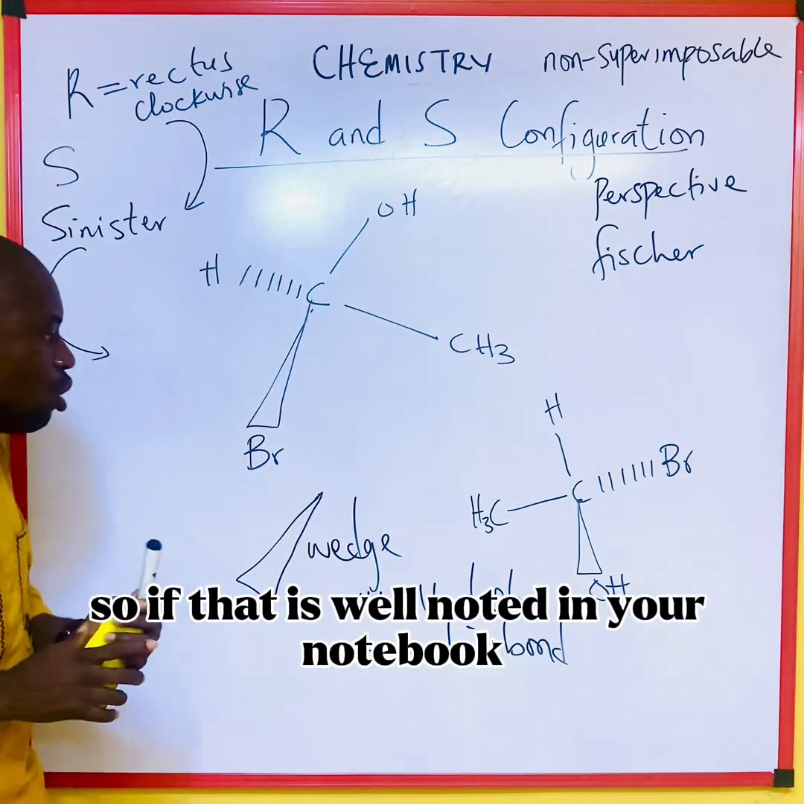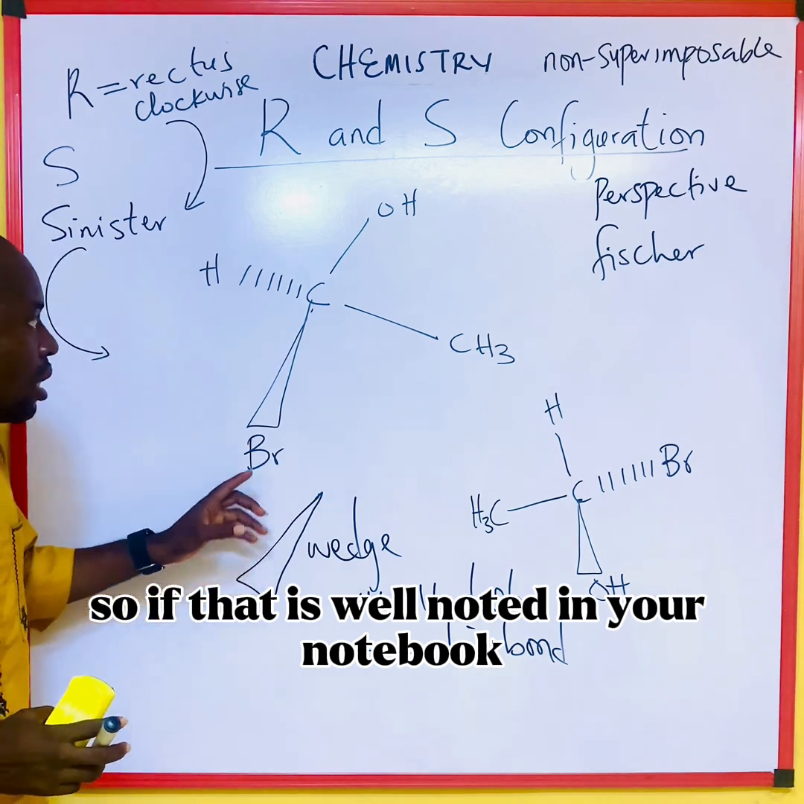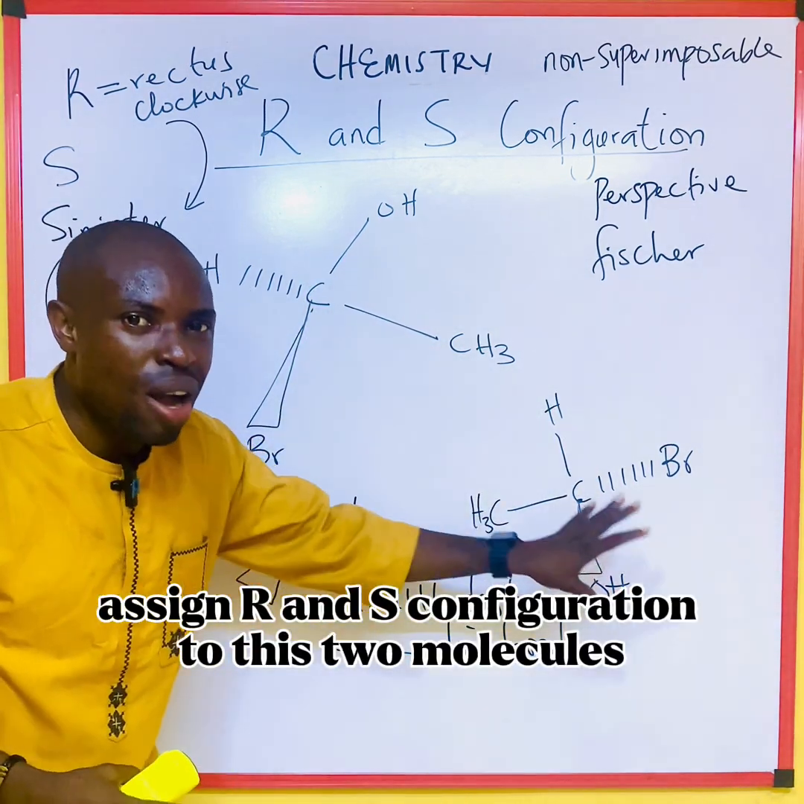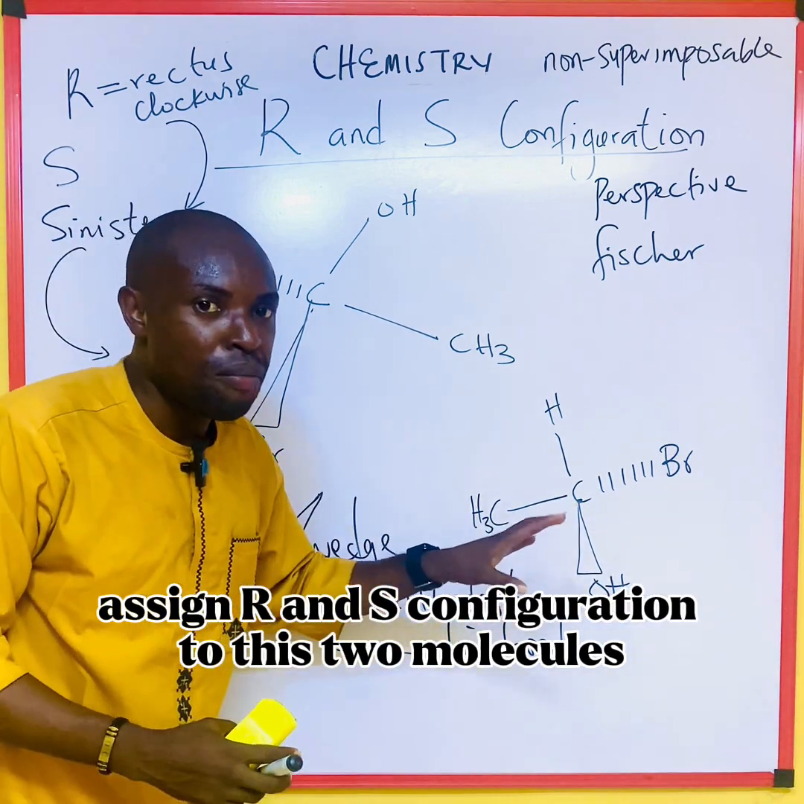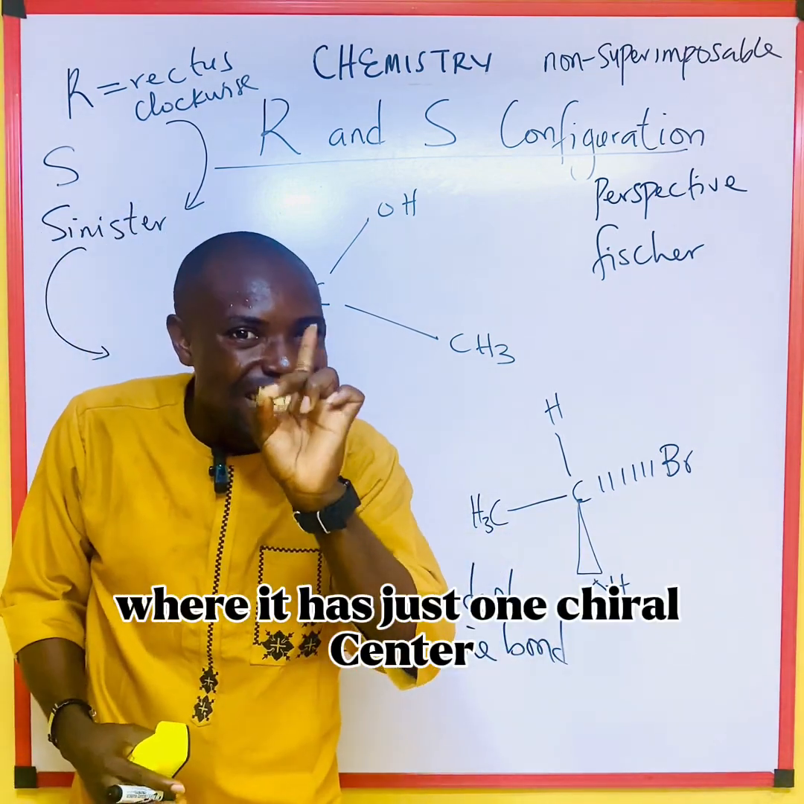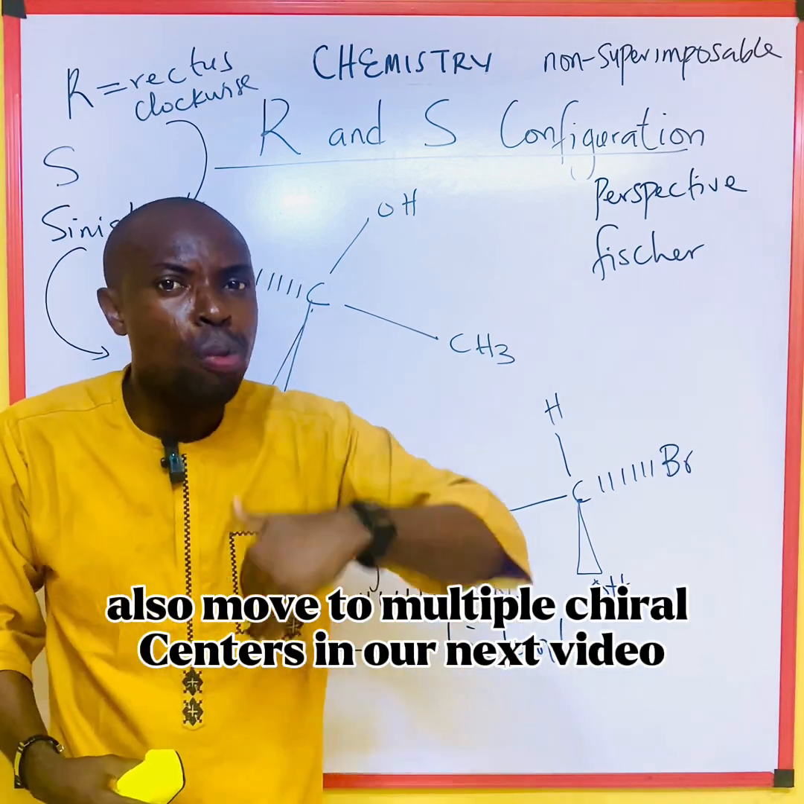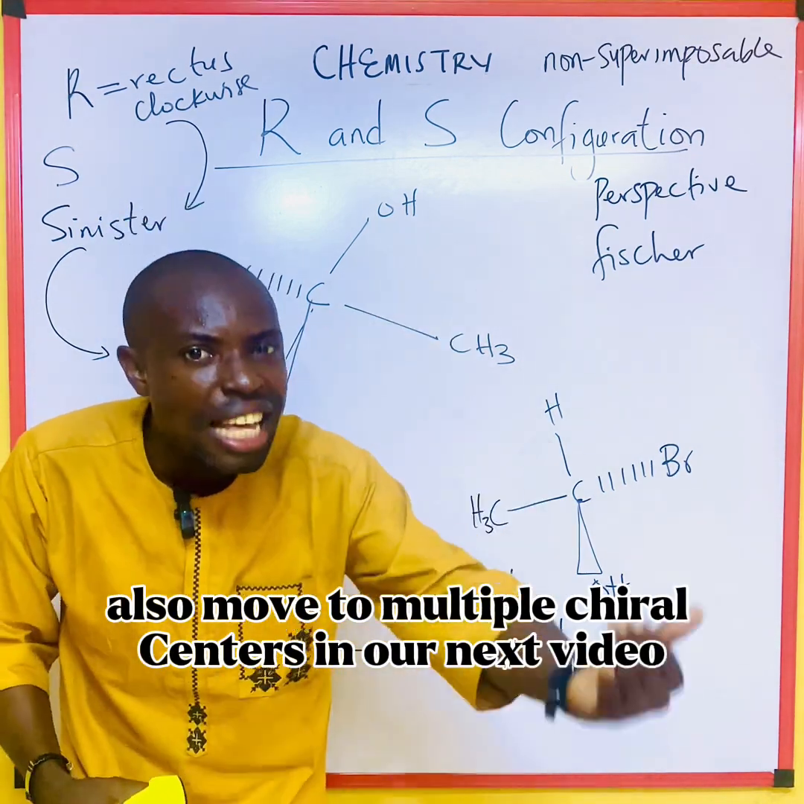If that is well noted in your notebook, let us move ahead to assign R and S configuration to these two molecules, each of which has just one chiral center. We will move to multiple chiral centers in our next video.